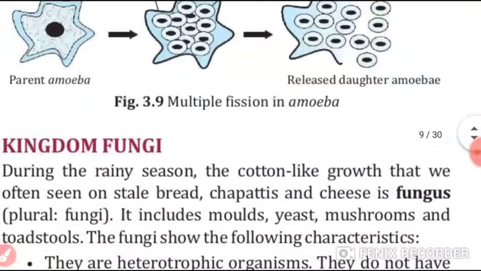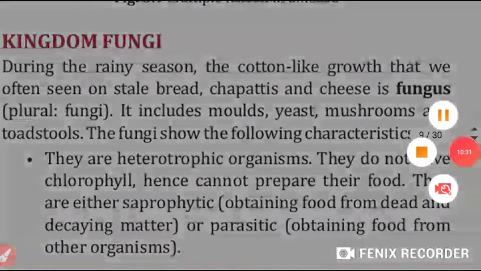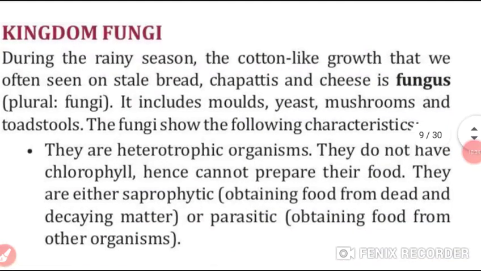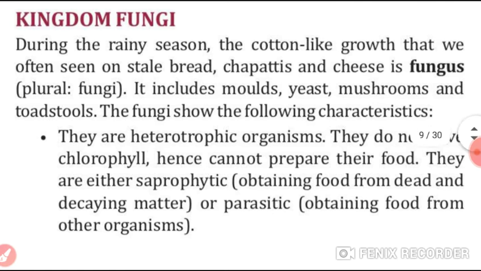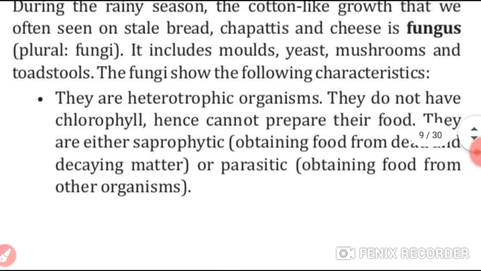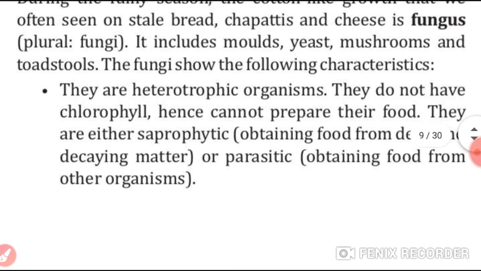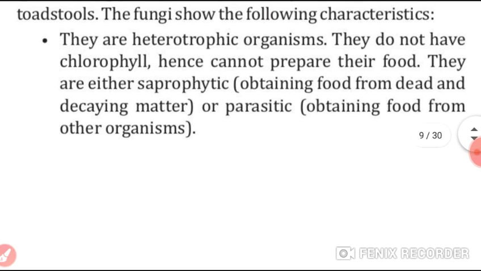Okay, students. Now we study the kingdom fungi. Students, during the rainy season, the cotton-like growth that we see on our bread, chapatis, and cheese is what? Fungus. In the plural, we call it fungi. It includes what? Molds, yeast, mushrooms, and toadstools. The fungi show, students, the following characteristics. They are heterotrophic organisms. They do not have chlorophyll and hence cannot prepare their own food. They are either saprophytic or they may be what?